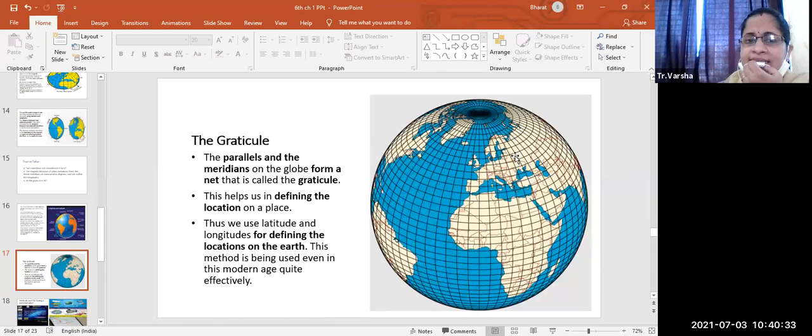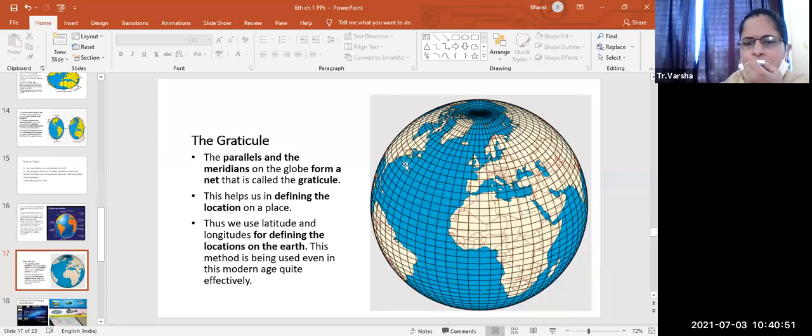Yes, now it is the graticule. If you remember, we saw the same picture in the beginning of the chapter. Now we are coming to the end of the chapter, that is the graticule.